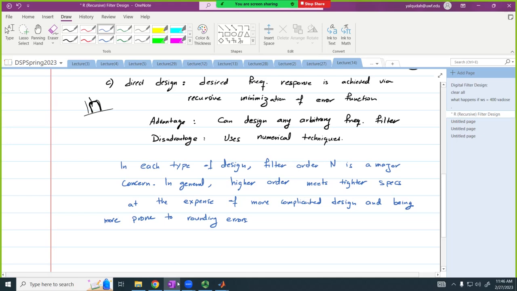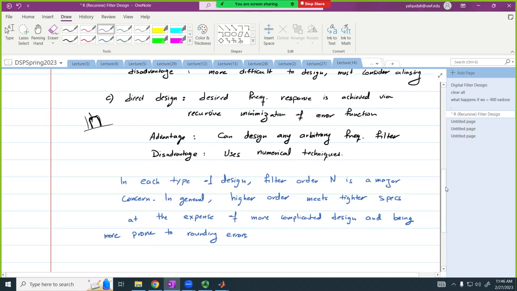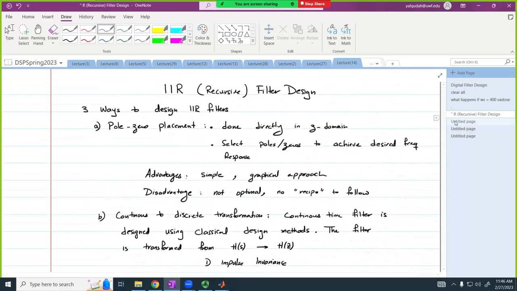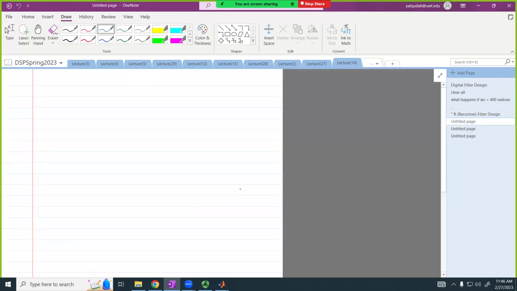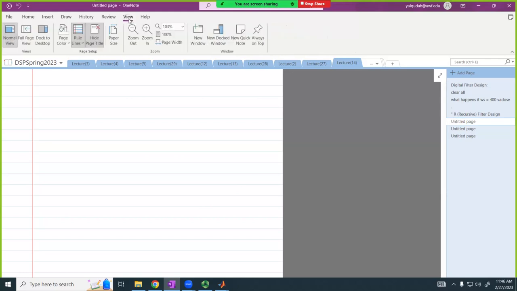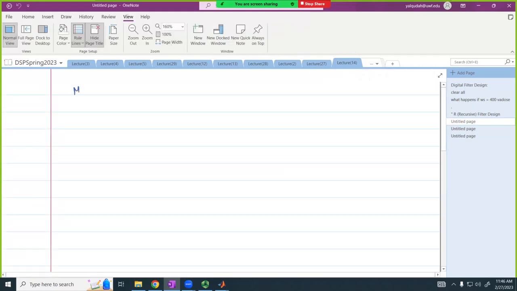Okay. So with that, let's look at the first technique of designing the filter, which is the pole zero method. So this is method number 1 of designing an IIR filter, and that is pole zero IIR filter design.